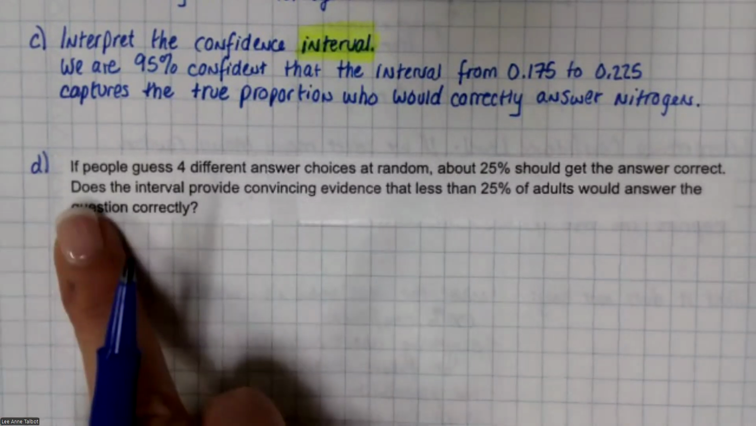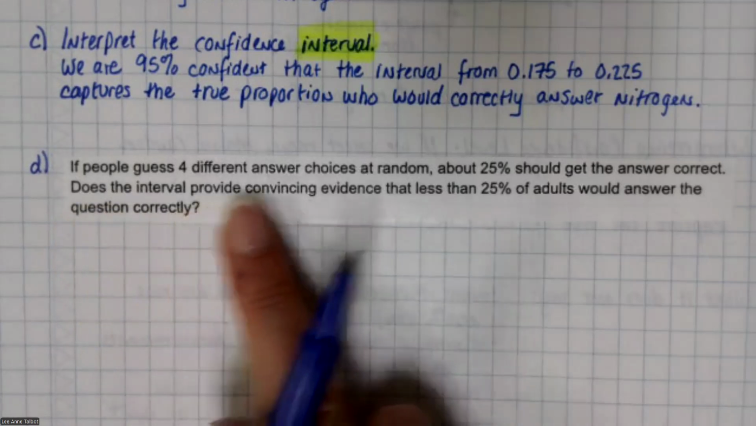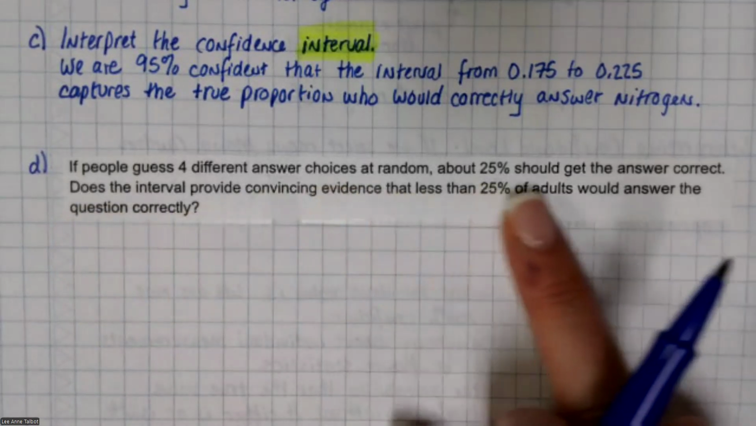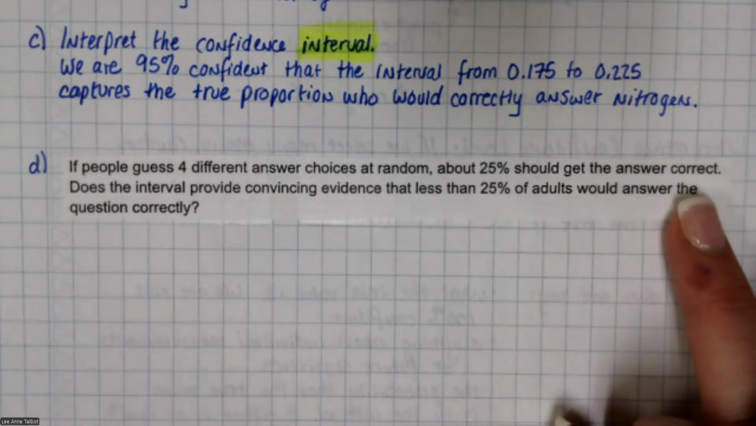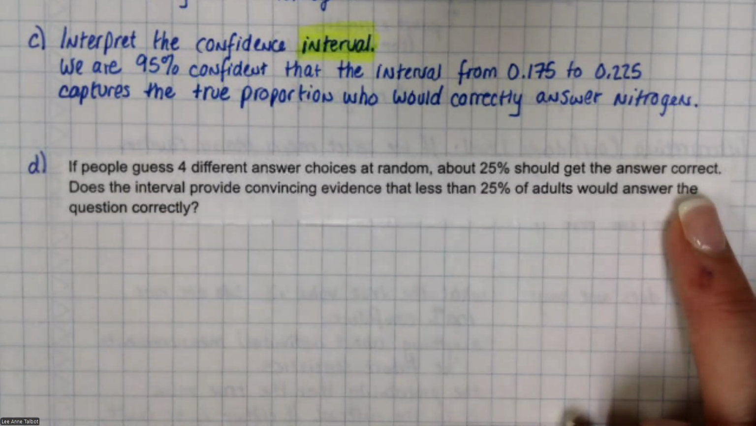Okay. If people guess 4 different answer choices at random, about 25% should get the answer correct. This is monkey guessing right here. Do you ever watch a thing about monkeys walking up, pressing a multiple choice? Monkeys should be able to get 25% if there are 4 answer choices.